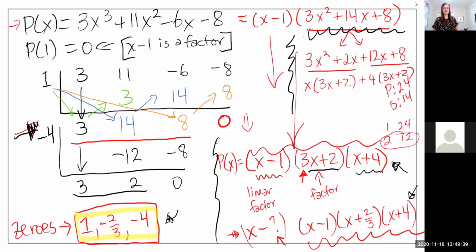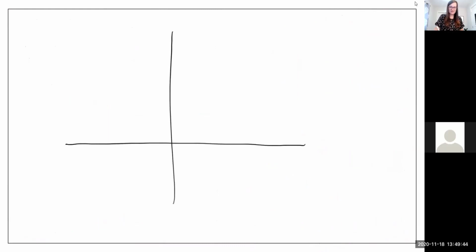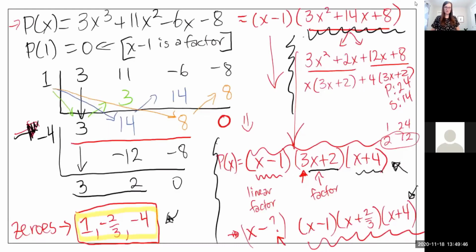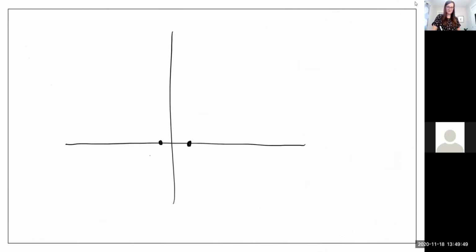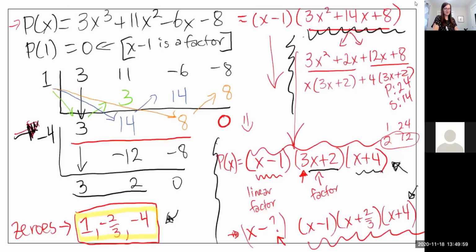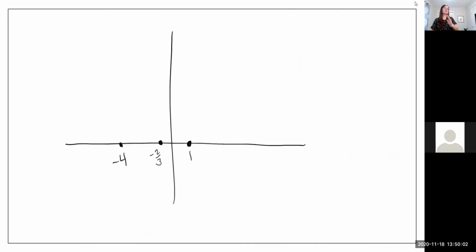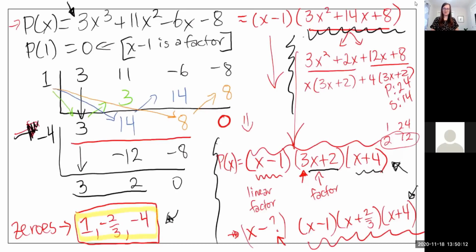And if our goal is to sketch it, now we can say, okay, 1 is a 0, -2/3 is a 0, and -4 is a 0. And if I'm sketching it, I see it starts with a positive, it's a cubic. Far left, a really big negative cubed is going to be really negative, so it's going to start here. None of these have been a higher multiplicity, so they're all going to just pass right through.